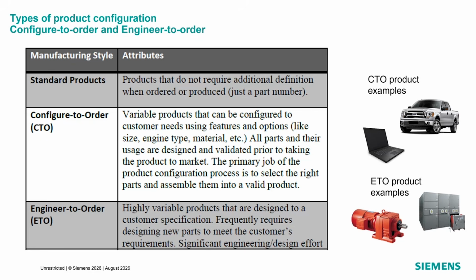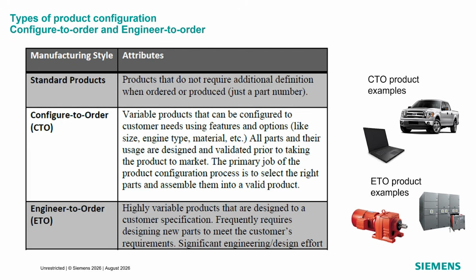But for configure to order, the valid features, options, parts, and combinations have been defined and validated in advance. And when you have a configurator, the configurator selects the correct content and assembles a valid product. One example here would be a car these days, right? You go pick some options on the website, whatever different brand of car, if it's a Toyota, Tesla, or so on. You have all these different options that you can pick on the website. And you'll pick a combination and you'll get your car.